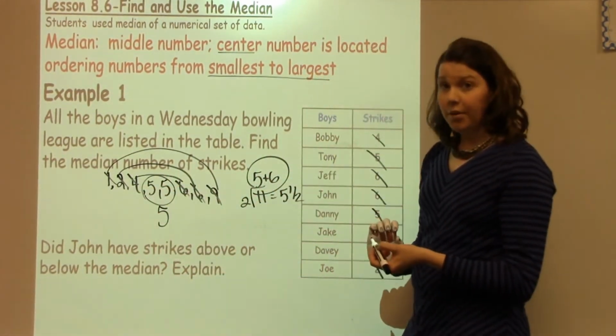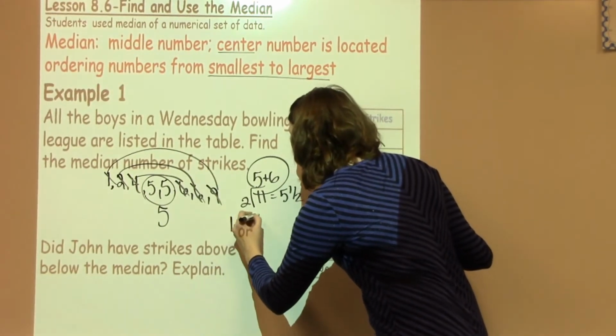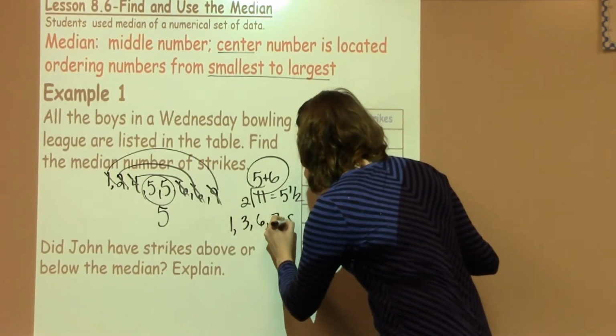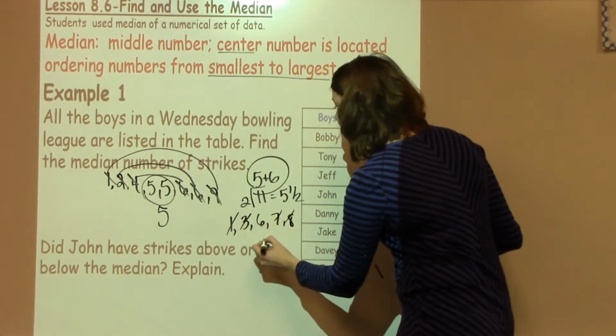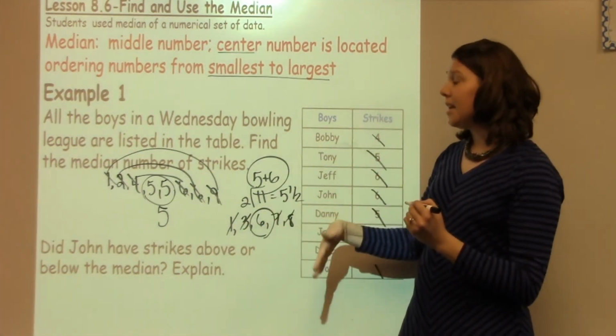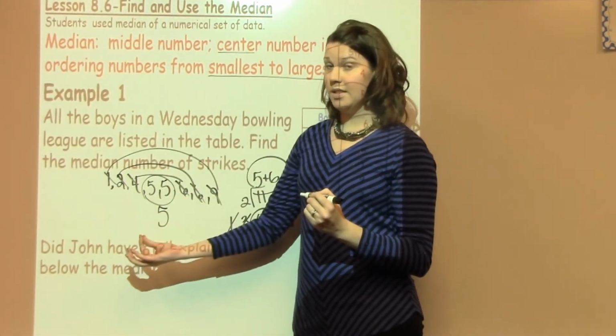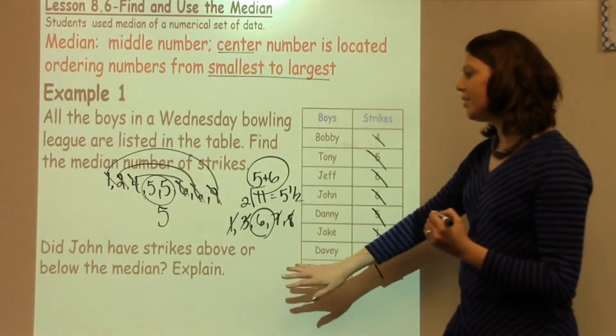If there's an odd number of data, for example, 1, 3, 6, 7, and 8, students might have a very simple time just finding that 6 is the median. Remember that median is in the middle. Sometimes I have to do a little extra math to find that number in the center. All right, let's look at the next question.